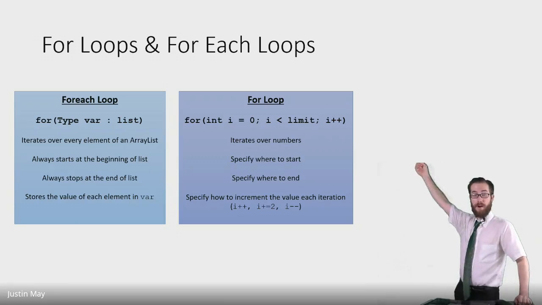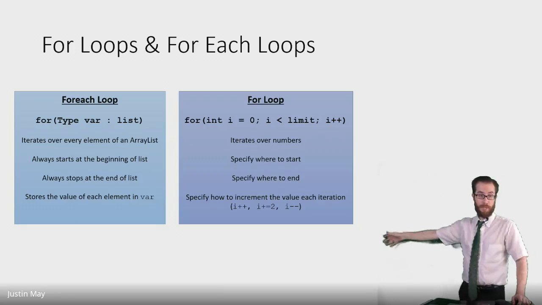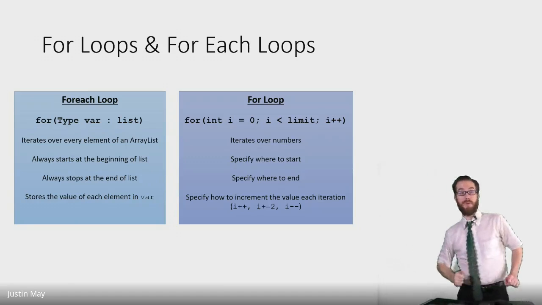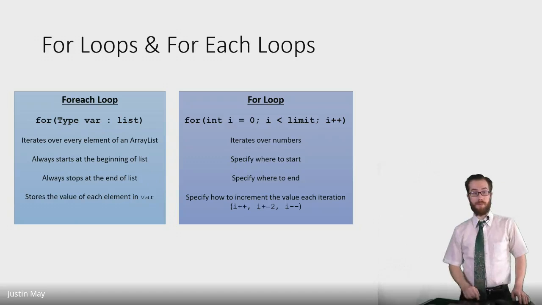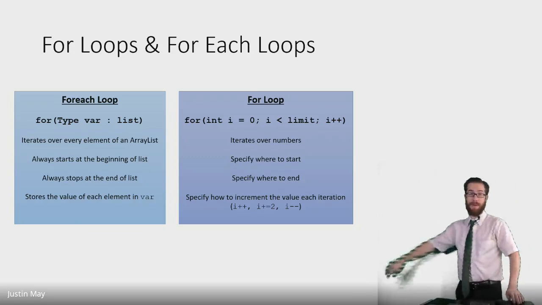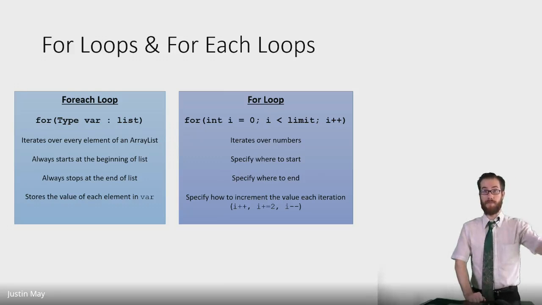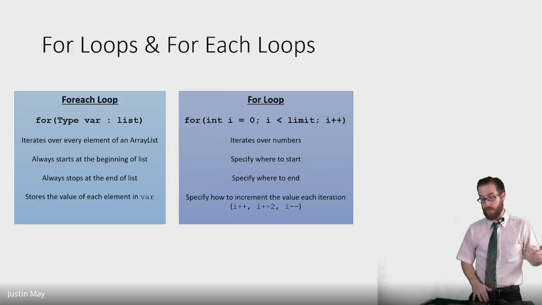Now you can increment that i however you want. By default, and normally you just say i++, it increments by 1, but you could say i plus equals 2, and you could make your loop go up by 2s. i equals 0, 2, 4, 6, 8, 10. You could do i minus minus and have it count down. i equals 0, -1, -2, -3, -4. Whatever you need to do to solve your problem.